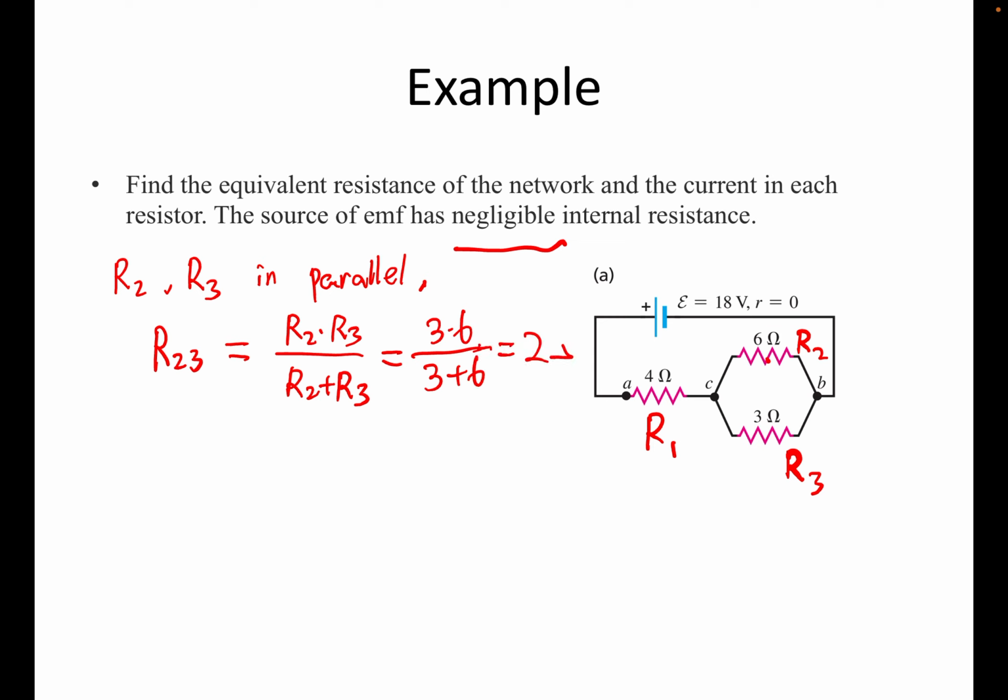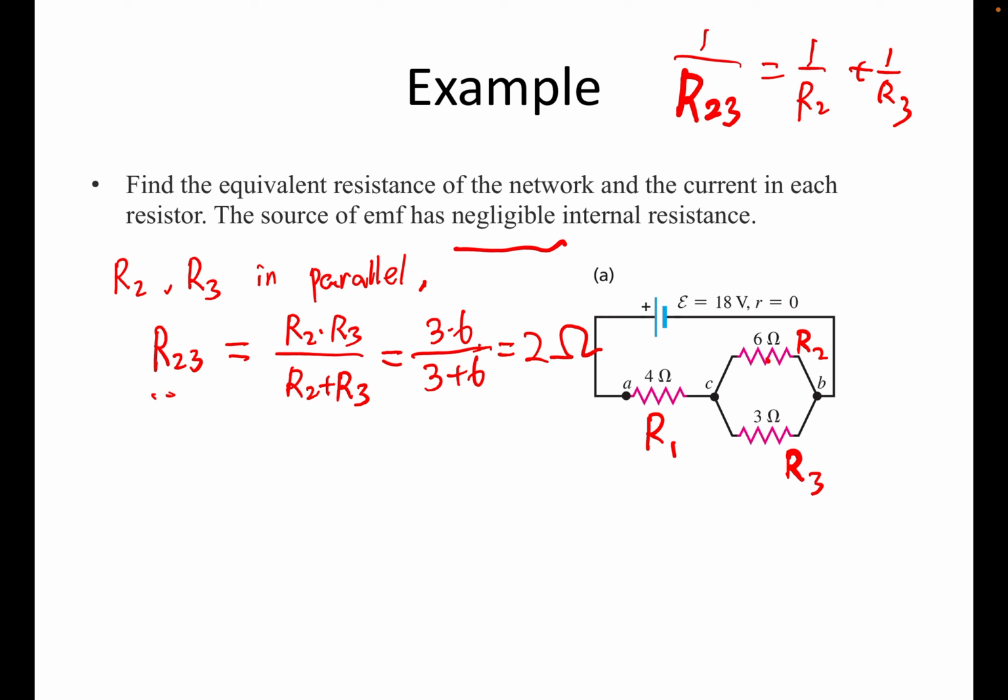That gives me 2 ohm, which should be right because the equivalent resistance of a parallel connection should be smaller than the lowest one, which is 3. Now, this equation, of course, is coming from 1 over R2,3 equals 1 over R2 plus 1 over R3.